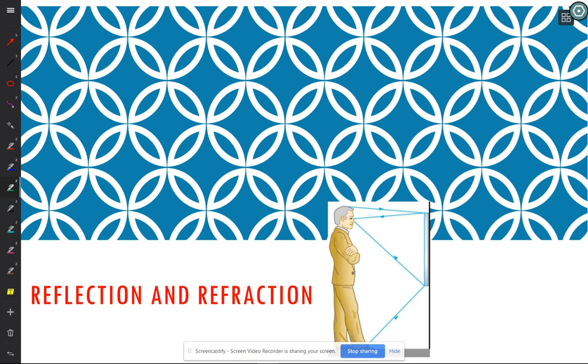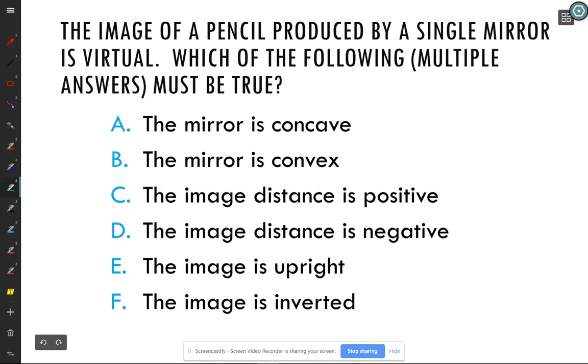Okay, as a last thing before we go on break, we're going to continue talking about optics. I'm going to start with just a review question. I don't have to do a calculation, but what relates to what. The image of a pencil produced by a single mirror is virtual. Which statement must be true? There are multiple ones that must be true. We'll go through these one by one.